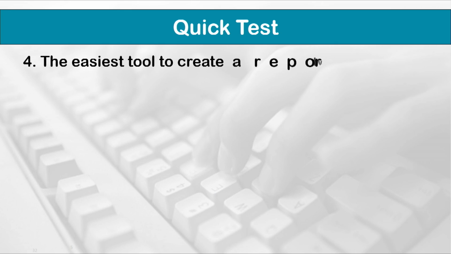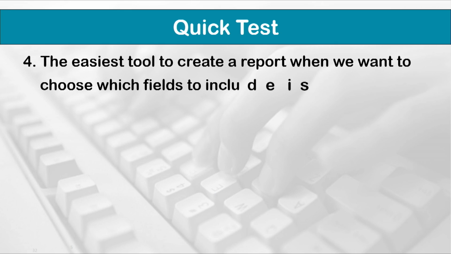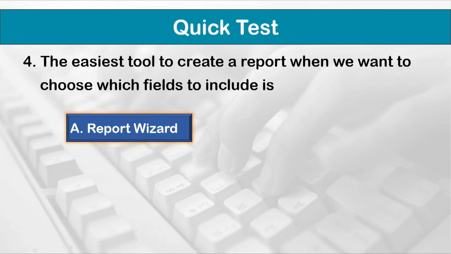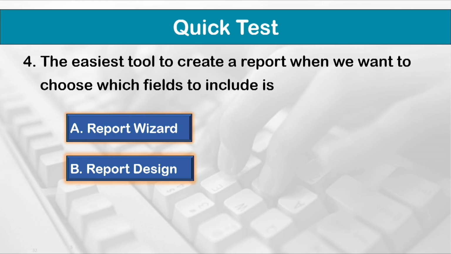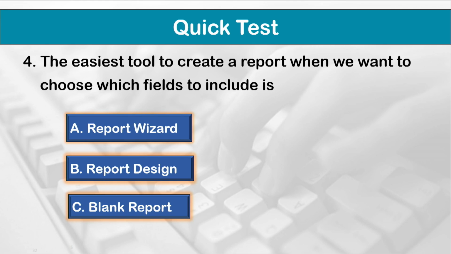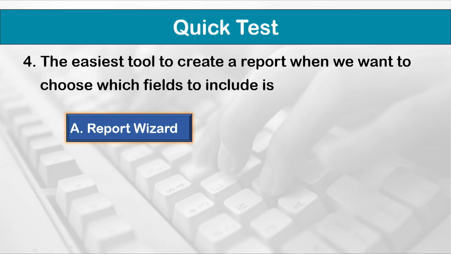Question 4. The easiest tool to create a report when we want to choose which fields to include is A. Report wizard, B. Report design, or C. Blank report. The answer is A. The Report wizard allows us to include fields easily from a table or query.